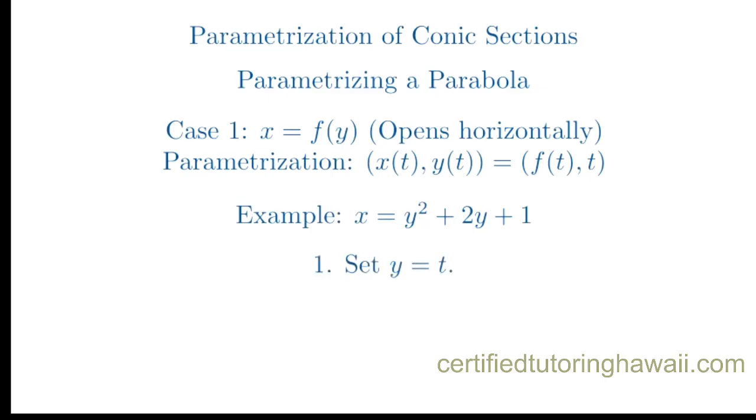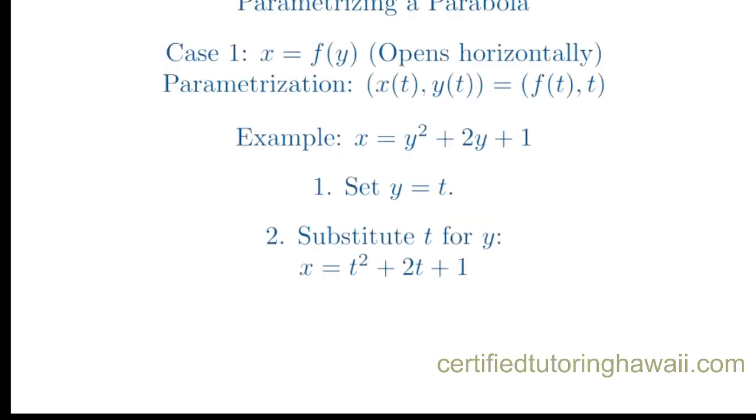First, we set y equal to our parameter t. This is our choice to make the algebra simple. Second, we substitute t for y in the original equation for x. This gives us x equals t squared plus 2t plus 1. And that's it. Our parametrization is x equals t squared plus 2t plus 1, and y equals t. This method is incredibly flexible and works for any function you can solve for, either x or y.